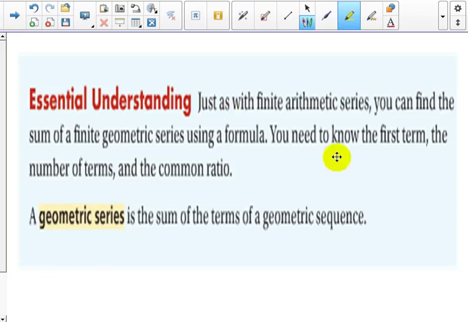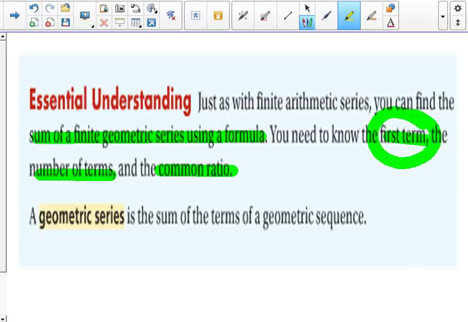Our essential understanding: just as with finite arithmetic series, you can also find the sum of a finite geometric series using a formula. You need to know the first term, the number of terms, and the common ratio. So again, you have to know the first term, that's the a sub 1, the number of terms, that's your n value, and the common ratio, which is r. So those are the 3 things we need to know. A geometric series is the sum of the terms of a geometric sequence.